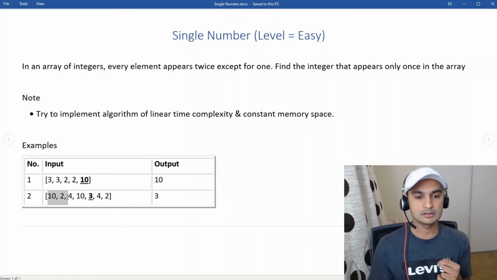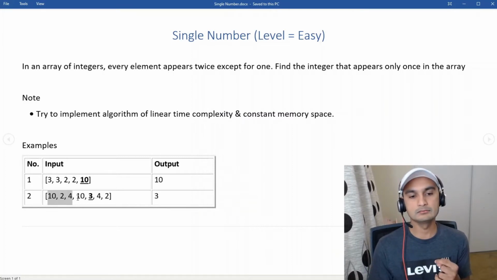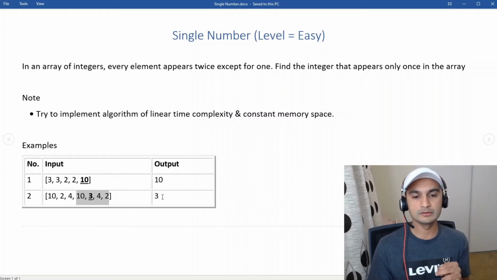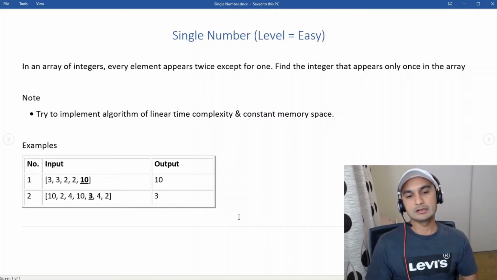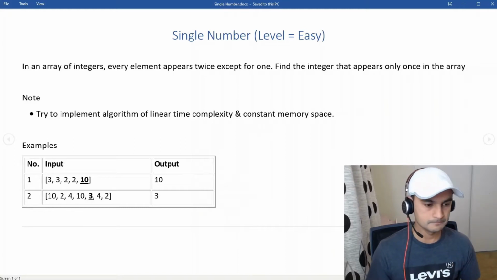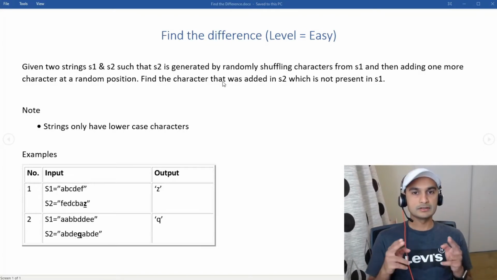The second array is 10, 2, 4, and again 10, 4, 2. So they appear twice, and 3 is the only one which is unique. So that's our output. So now let's look at the second problem. Okay, so this is our second problem.